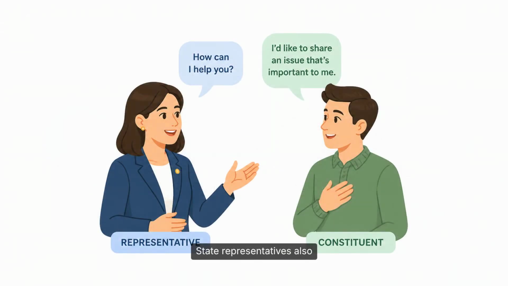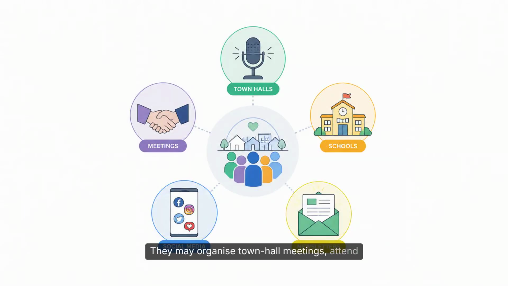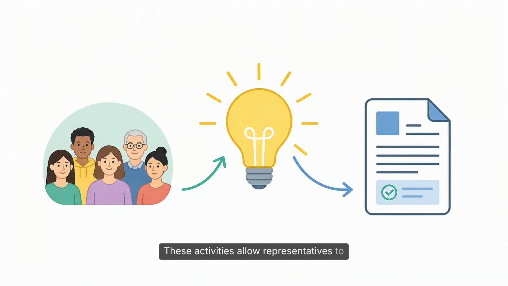State representatives also serve their constituents through communication and consultation. They may organize town hall meetings, attend community events, visit schools and public institutions, meet professional associations, consult civic organizations, and communicate with residents through newsletters, social media, telephone calls, and local offices. These activities allow representatives to stay informed about community priorities and to explain legislative decisions to the public.